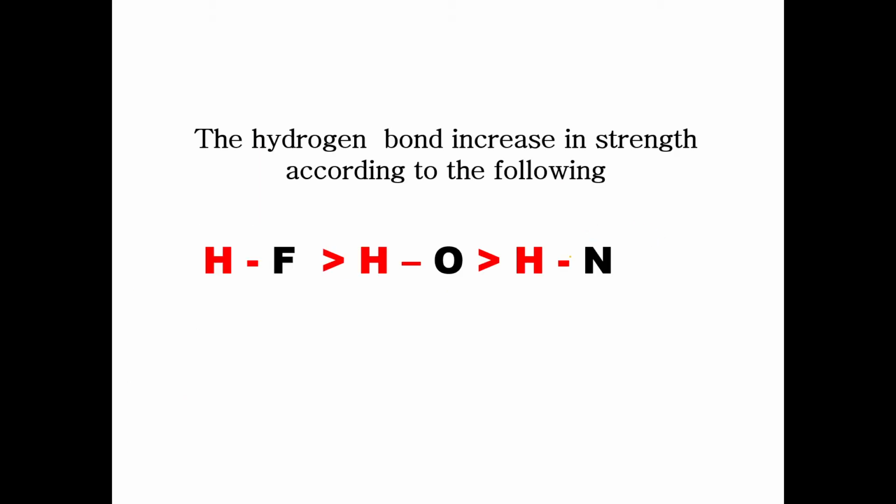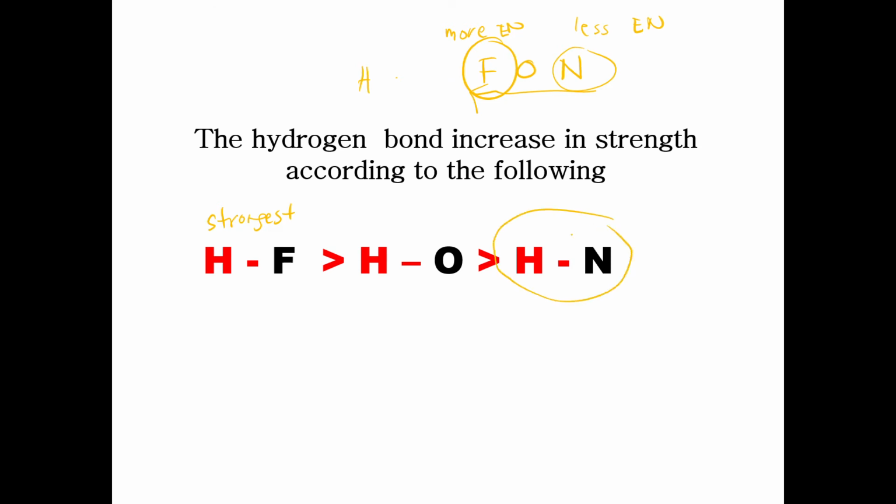Okay, the strength of the hydrogen bond is proportional to the electronegativity. From the periodic table, the most electronegative atom is fluorine. So for HF, the hydrogen bond is strongest. Okay, and nitrogen is less electronegative compared to oxygen and fluorine. So its hydrogen bond is weakest compared to HO and HF.